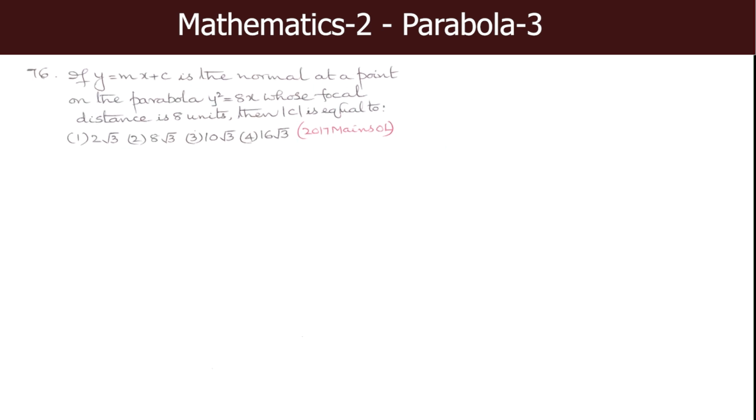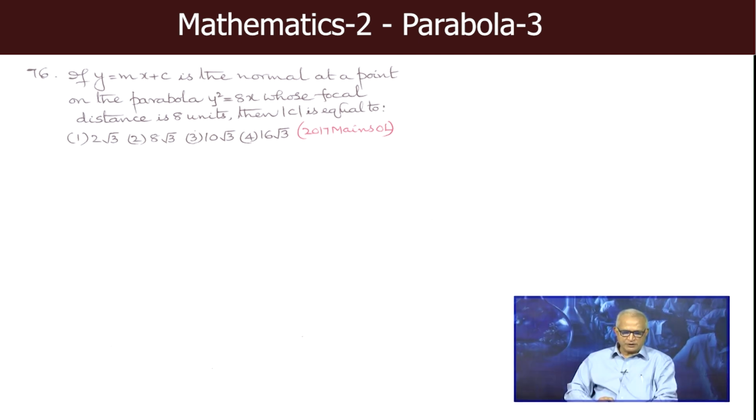Next, 76. If y equal to mx plus c is the normal at a point on the parabola y square equal to 8x, whose focal distance is 8 units, what is the value of mod c? 2017 Mains online. Y equal to mx plus c is the normal at a point on the parabola, that you have to decide. What is that point on the parabola y square equal to 8x at which the normal drawn to the parabola is the given straight line y equal to mx plus c? And also the focal distance of that point must be 8 units.